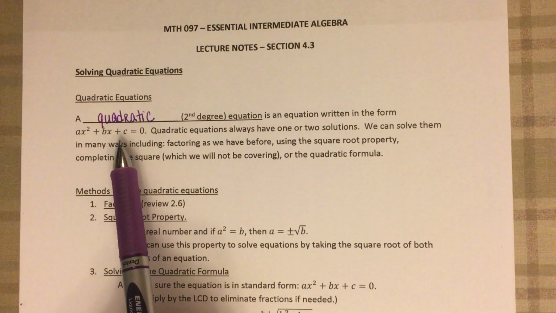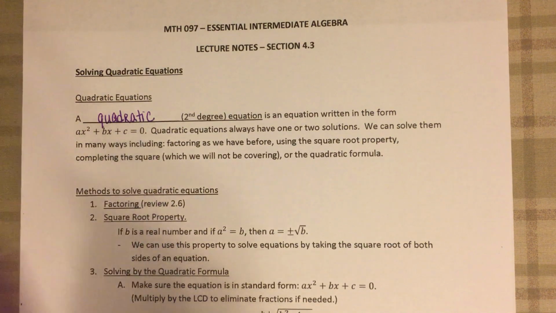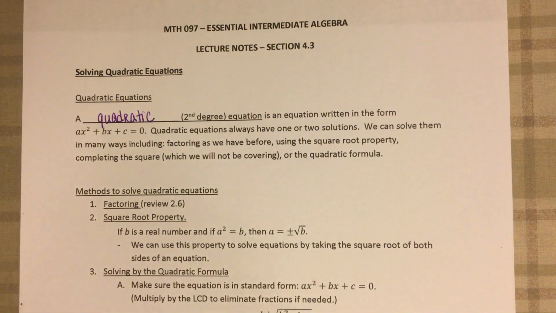So all of our terms are on one side. They're written in descending order, and we have a 0 on the other side. Quadratic equations always have either one or two solutions, depending on what we're going to see when we either try to factor or use one of our other different methods. As far as solving quadratic equations, we can solve them using factoring, as we have done before. We can solve them using the square root property, which we're going to talk about in this section, completing the square, which we are not going to choose to cover in this class, or we can use our quadratic formula, which we will also see in this section.